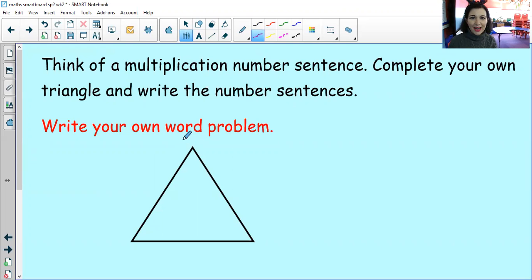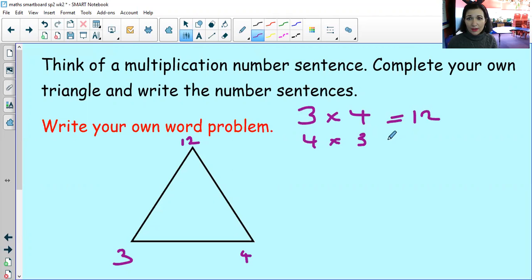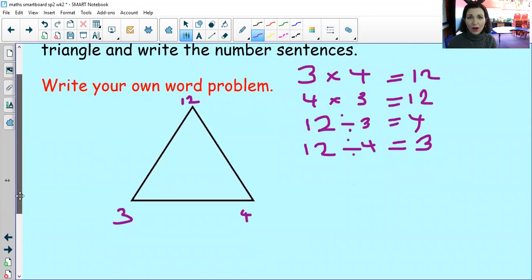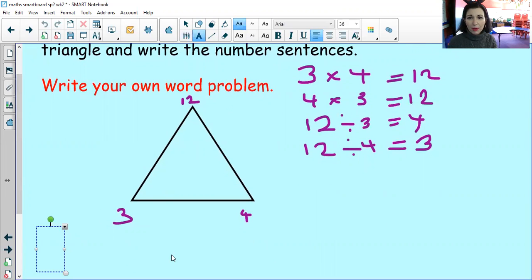Okay, so I'm gonna do 12, and I'm gonna do 3, and I'm gonna do a 4 there. So I know that we've got 3 times 4. We've got 4 multiplied by 3 is 12. And then 12 divided by 3 is 4. And 12 divided by 4 is 3. So I've done the first bit very quickly. Now I need to think of a word problem.